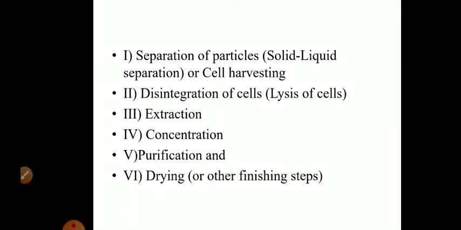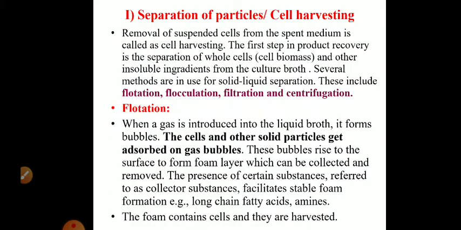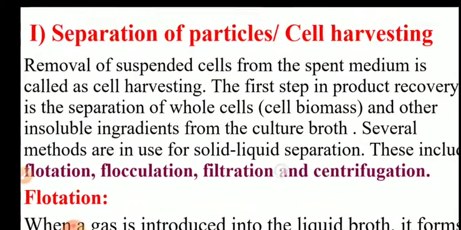So what are the various steps of downstream processing? Solid liquid separation or cell harvesting, disintegration or lysis of cells, extraction of the product, concentrating the product, purification of the final product, and then polishing the finished product, or finishing steps like drying, etc. So these are the various steps involved in downstream processing. Now let us discuss the various steps one by one.